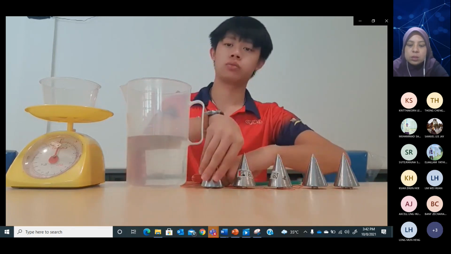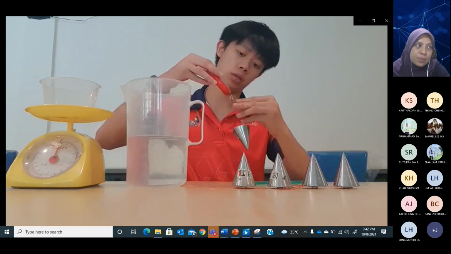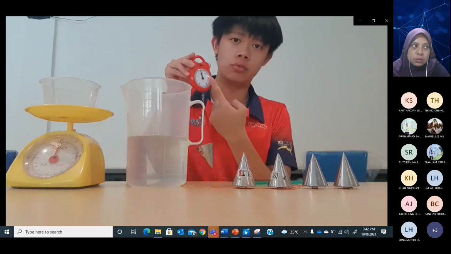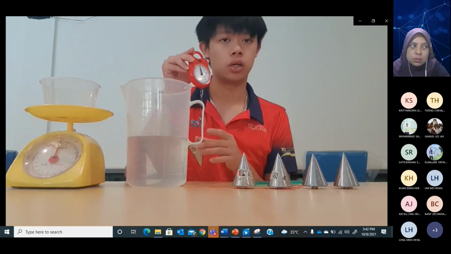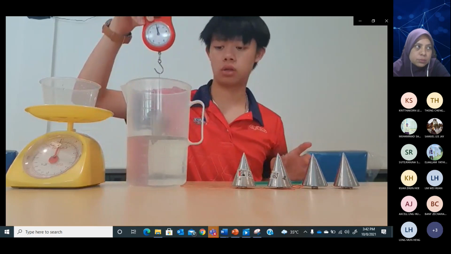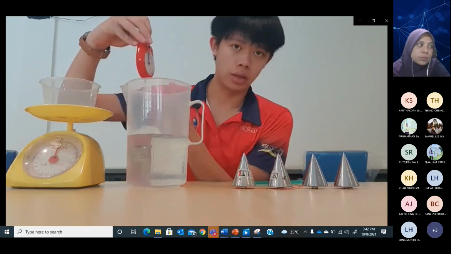Hang the conical metal. You can take any object on the hook of the spring balance. Now take down the reading and take down the mass of the conical body. Then immerse the conical body into the water. Then take down the reading again.